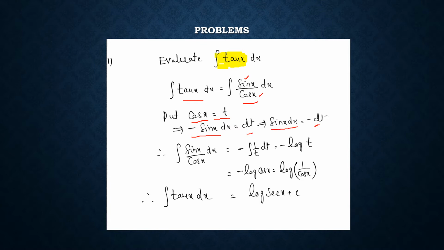So the given integrand becomes integral sin x by cos x dx, which can be written as minus integral, sin x dx is dt and 1 by cos x is 1 by t, minus 1 by t dt, that is minus log t. Here t means cos x, so minus log cos x. Minus log cos x can be written as log of 1 by cos x. 1 by cos x means secant x. So integral tan x dx is equal to log secant x plus c. So this can be used as a formula.